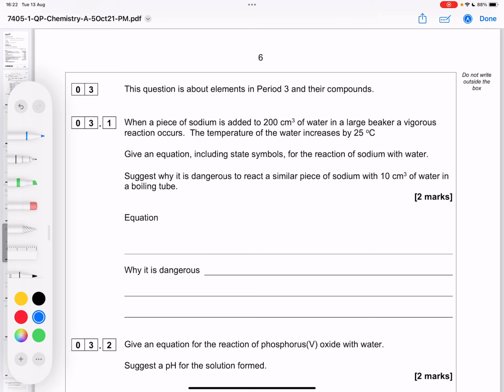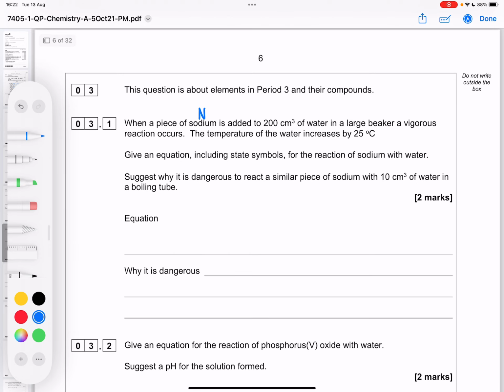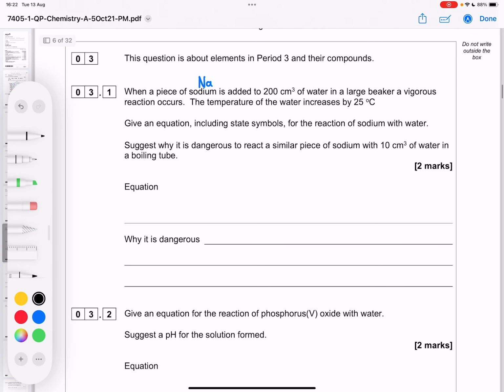This question is about elements in period 3 and their compounds. When a piece of sodium is added to 200 centimetres cubed of water in a large beaker, a vigorous reaction occurs. The temperature of the water increases by 25 degrees C. Give an equation including state symbols, so sodium's a metal, is added to water, a liquid, to say what occurs. So we get sodium hydroxide forming and hydrogen gas.